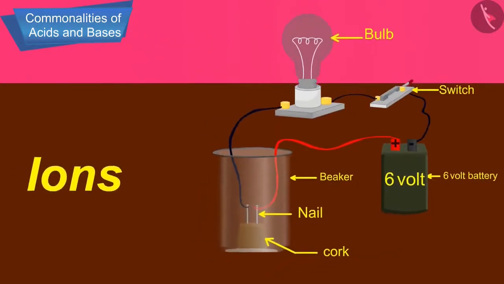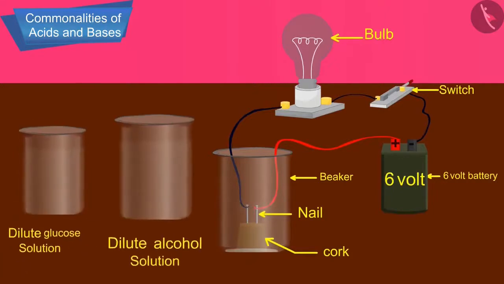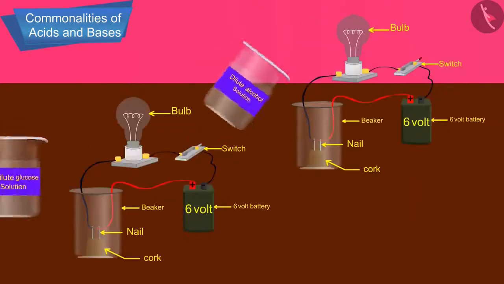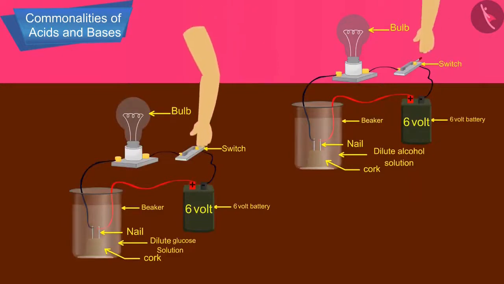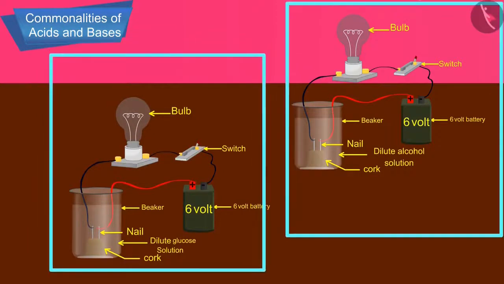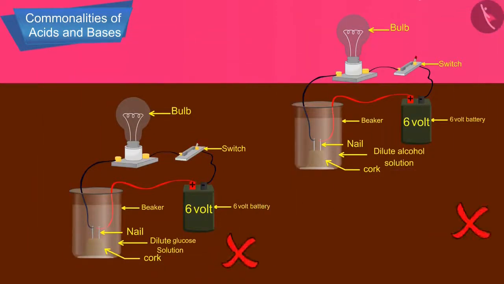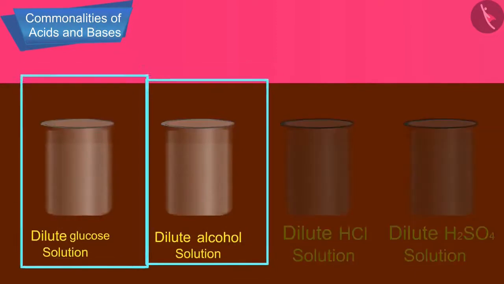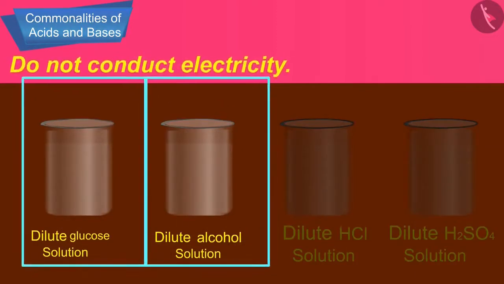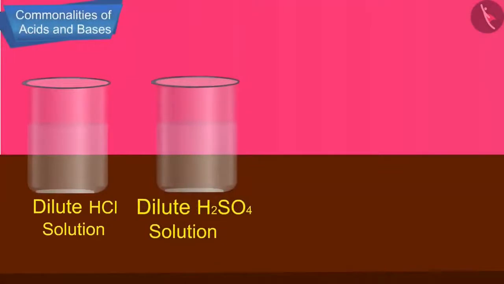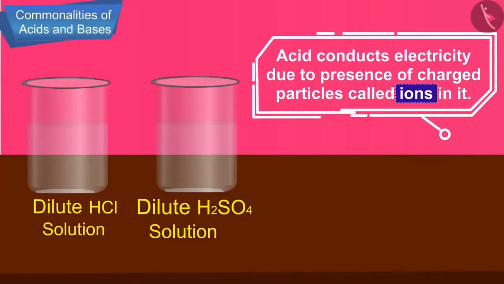Now, repeat the experiment separately with glucose and alcohol solutions. What do you observe now? Does the bulb glow in all cases? The bulb does not glow in both these cases. This shows that glucose and alcohol solution do not conduct electricity. The aqueous solution of an acid conducts electricity due to the presence of charged particles called ions in it.